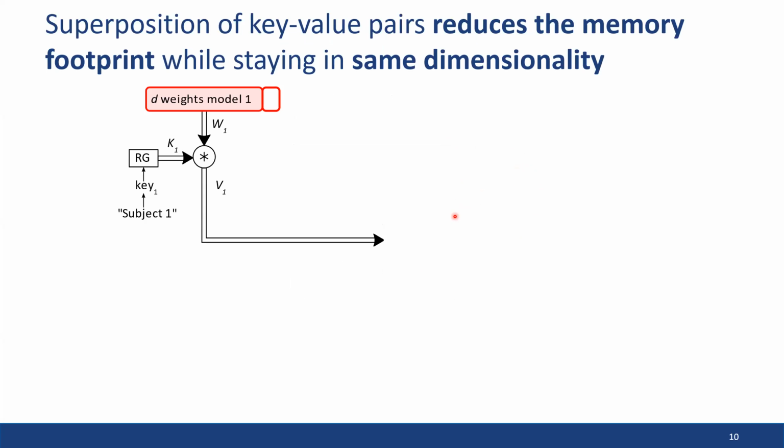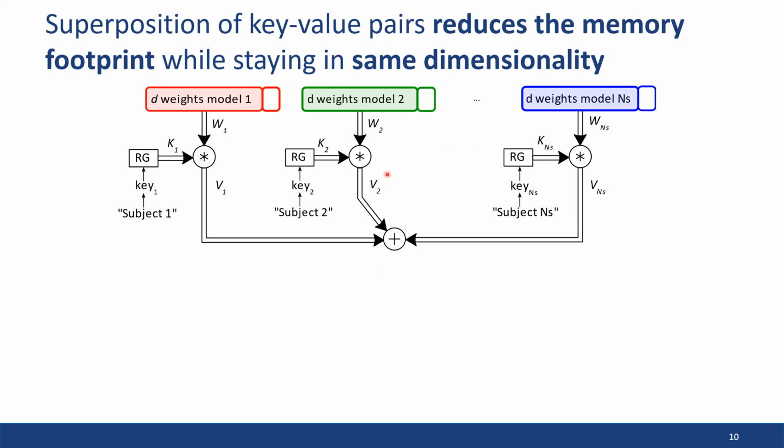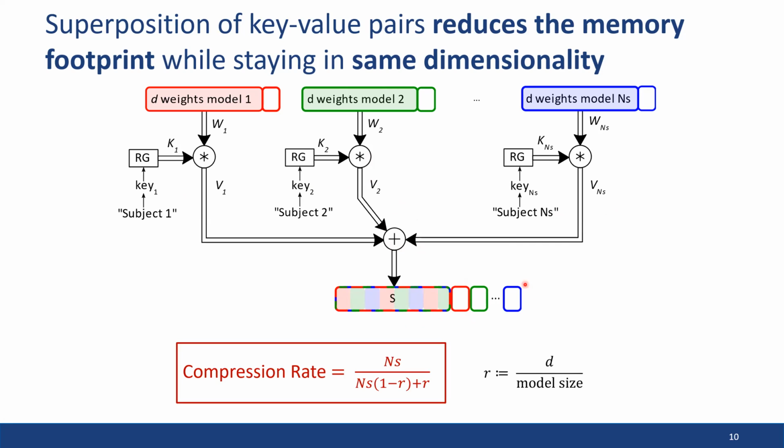So now we do this operation not only for, let's say, subject 1, but for all the subjects we want to compress. For every subject we use a subject-specific random seed to generate our key vector, and then we can generate these key value pairs, which in the end we superimpose. So overall, this gives us the superposition S, as well as all the non-compressible weights on the side. With that, we can compress all the subject-specific models into one model, with a compression rate which depends on the number of subjects, as well as the ratio between the dimension of our vectors, which are the number of compressible weights, and the overall model size.